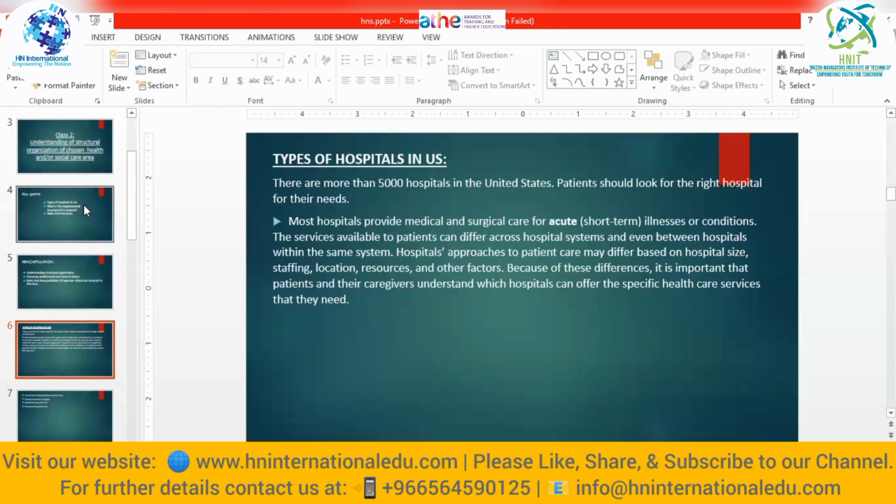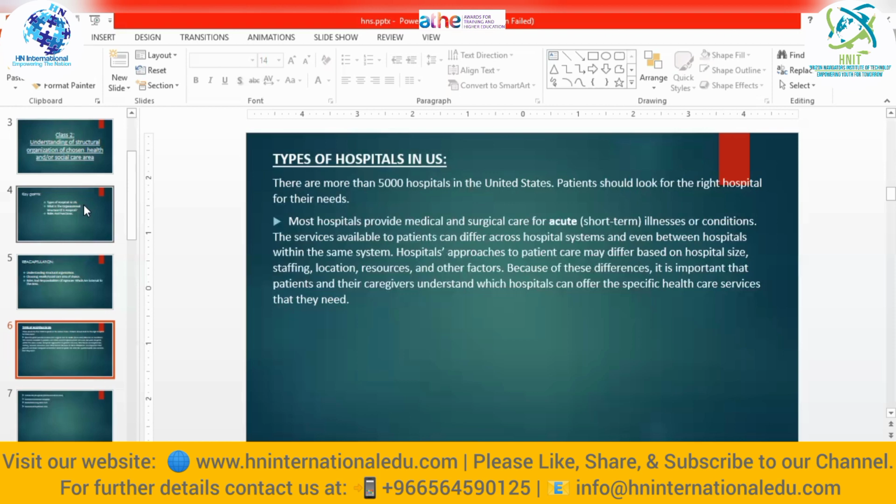Okay, so most hospitals provide medical and surgical care for acute, that is short-term, illness or conditions. There are two types of illness: acute illness and chronic illness. Acute illness is short-term illness, while chronic illness is a long-term illness. Mostly it is lifelong illness. The chronic illnesses are lifelong illnesses.